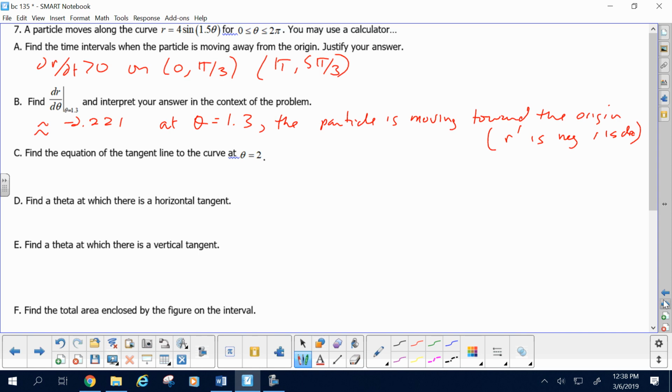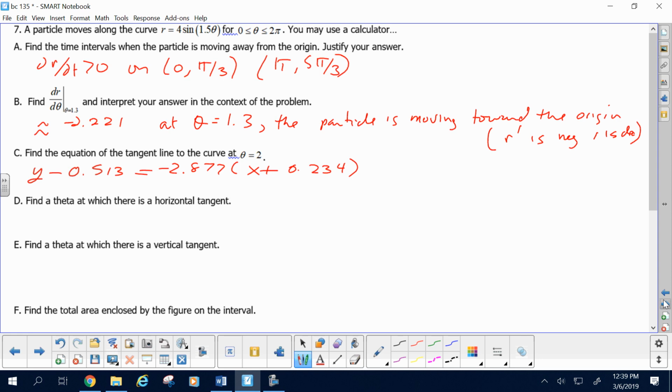C, my tangent line is something like y minus 0.513 equals negative 2.877 x plus 0.2349, so it might be 235. Some of those you might be different on the third decimal place because I truncated, not rounded.